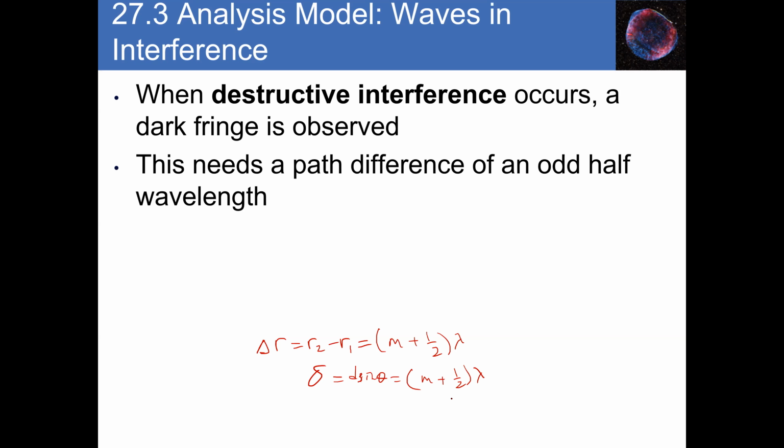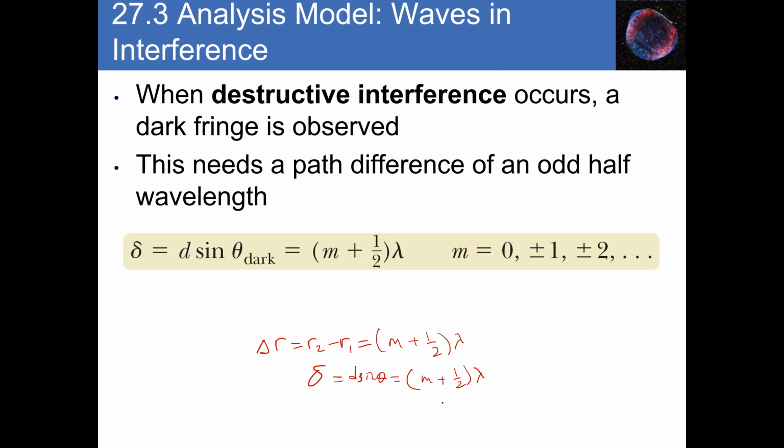All right, so that's the path difference of an odd half wavelength, and we get that. Again, m equals 0, plus or minus 1, plus or minus 2. That's why you can see, if you do d sine theta divided by the wavelength, then when m is 0 you get 1/2, which is 0.5. When m equals 1, you get 3/2, which is 1.5. And then you get 5/2, which is 2.5, and so on and so forth.